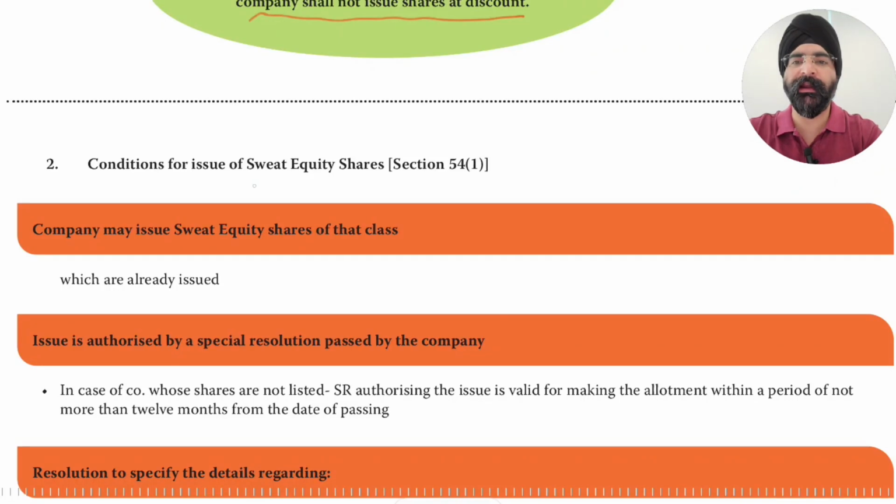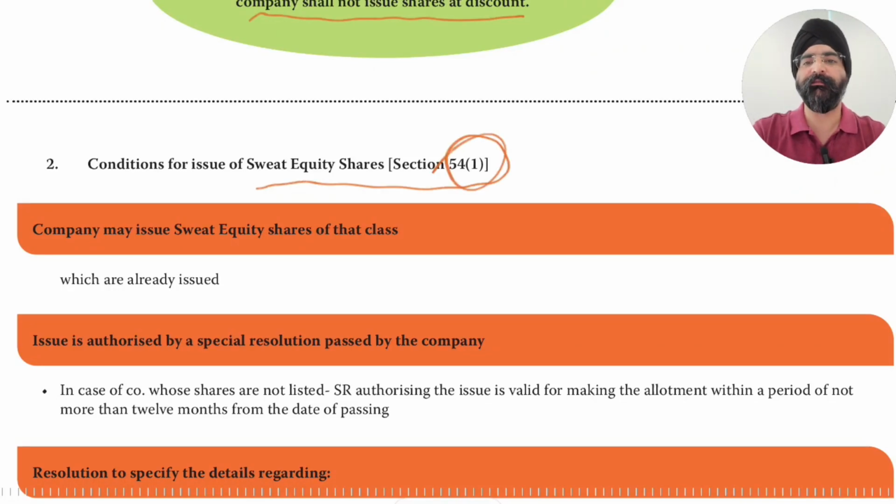Conditions for issue of sweat equity shares. What are the conditions which need to be fulfilled for issue of sweat equity shares under section 54 subsection 1? Company may issue sweat equity shares of that class which are already issued. So it is issued only of a class which is already issued, meaning no new class will be introduced, no preference shares will be issued. No equity shares with differential rights will be issued unless they are already existing, unless those shares or a similar class of shares are already issued to someone else.